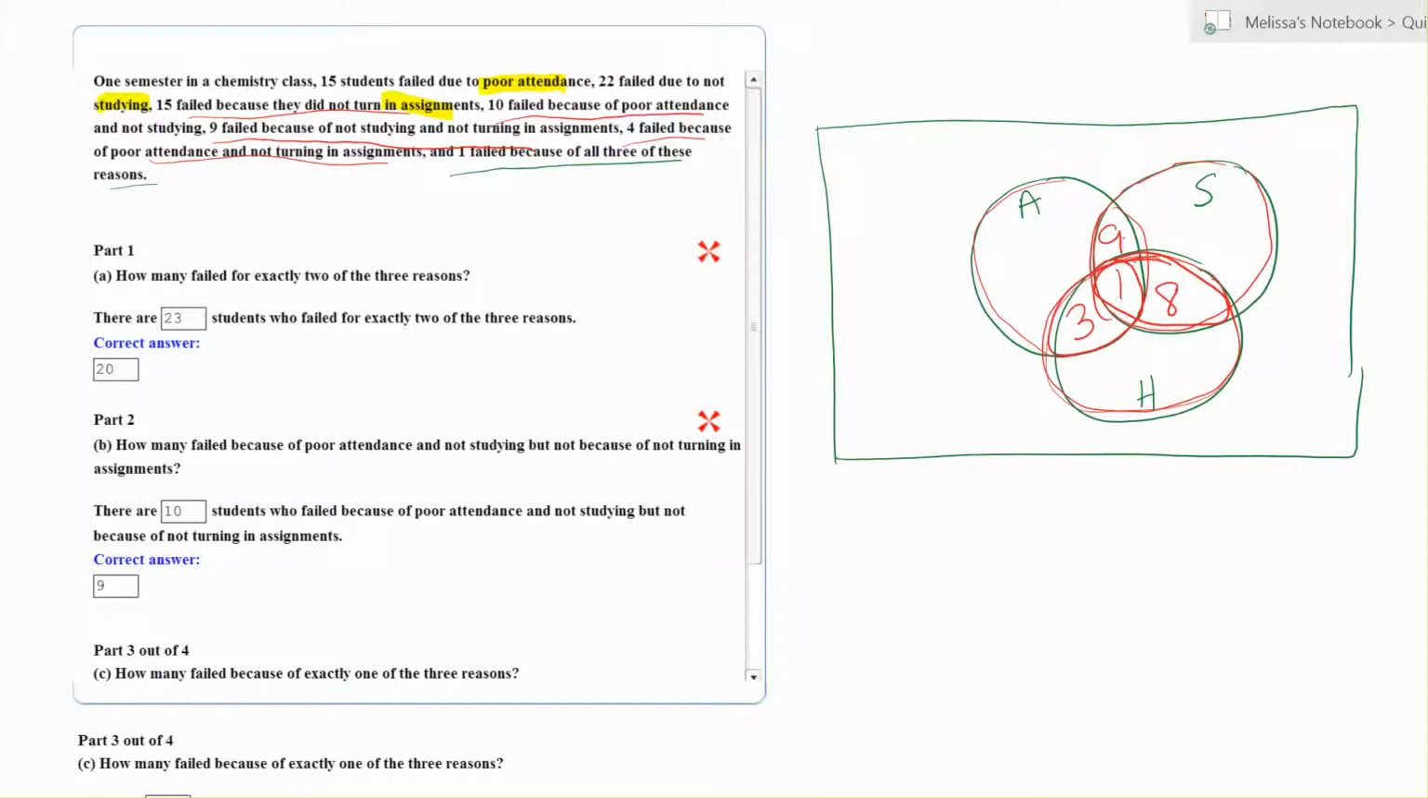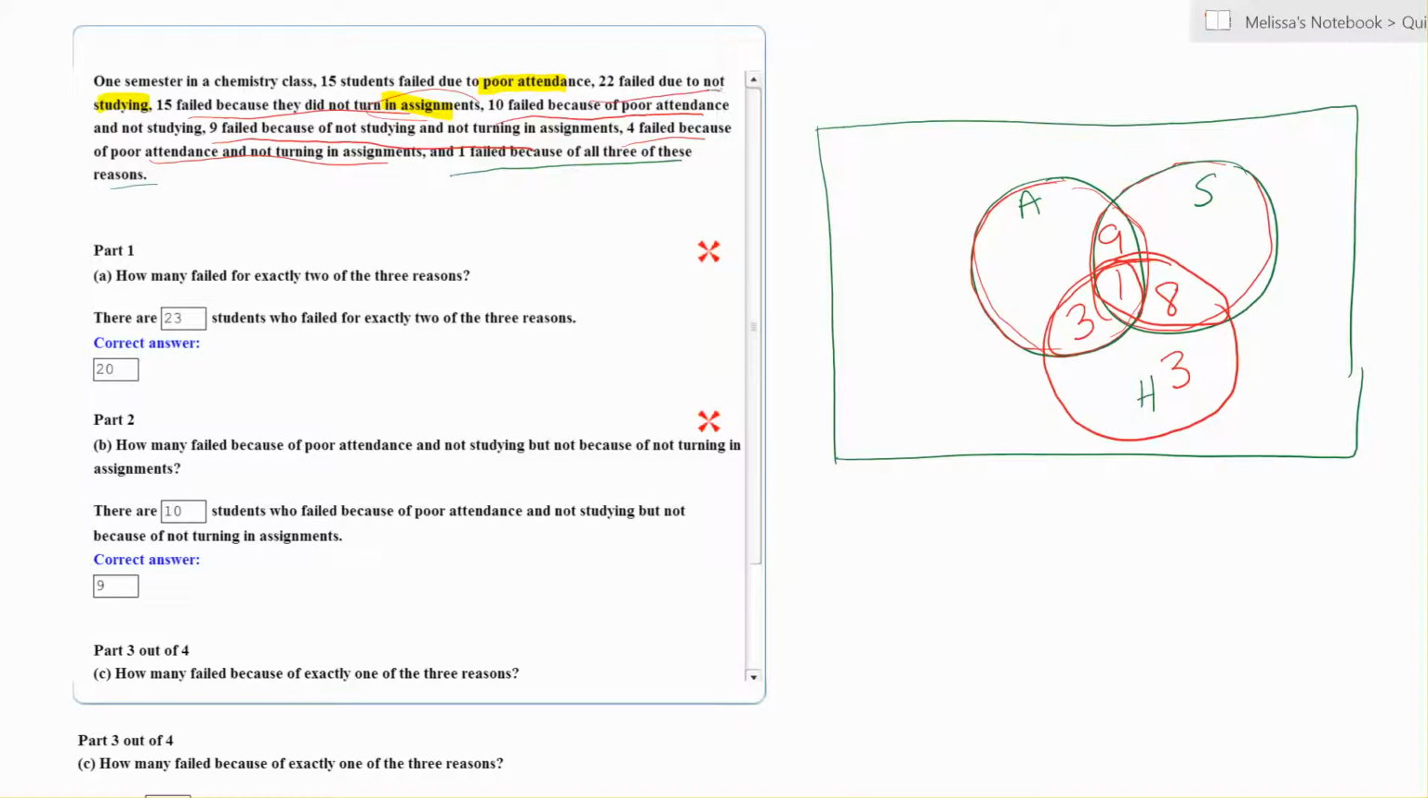Now as I work further back, it says that 15 failed because they didn't turn in assignments. So this entire assignments circle must add up to 15. Or actually, the assignments is my H. I need to make sure I get that right. So the entire H is 15. So already I have 8 and 1 and 3, which is 12. So I'm going to have 3 more that go in this region here. So you want all of it to add up to 15.